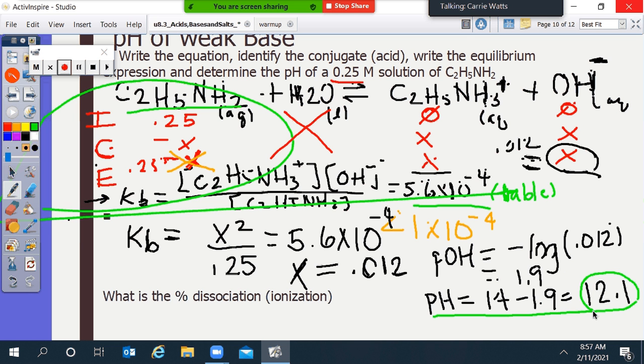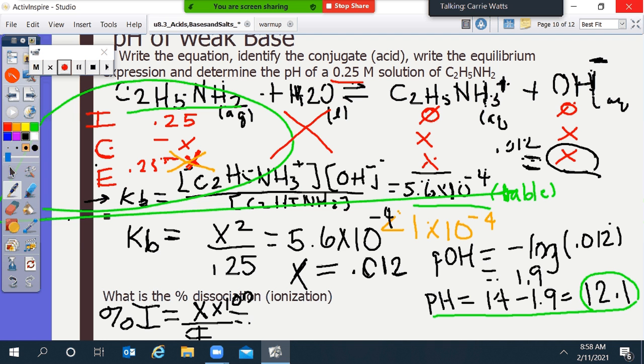and now the last thing they ask us is the percent ionization. Well, this formula, remember, is something you need to remember. Percent ionization or dissociation. It's the same formula as we learned yesterday. It's going to be the x, which is the change from the ICE table, over the initial amount. In this case, it'll be the initial amount of the base. Yesterday, we used the acid. And then, of course, it's times 100.